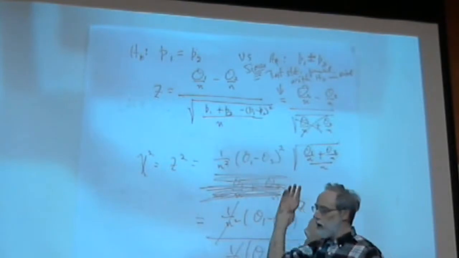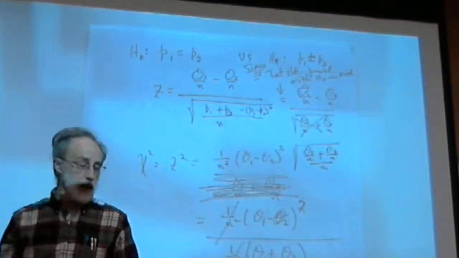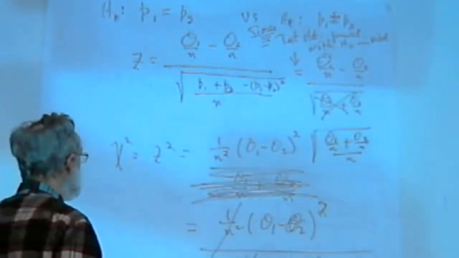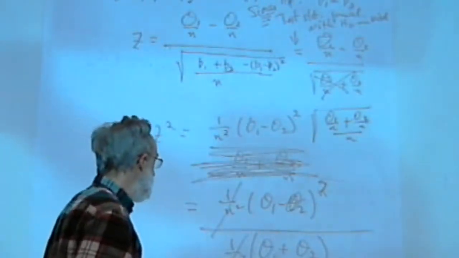I don't know why I crossed that out in the lecture, but then that thing would be, asymptotically, standard normal (0, 1), and if you square a standard normal (0, 1), you get a chi-square with 1 degree of freedom. And so when the dust settles, you come down with (O1 minus O2) squared over (O1 plus O2). And this is referred to as McNemar's test.